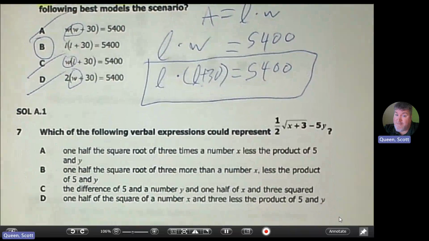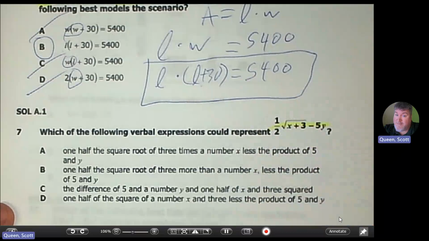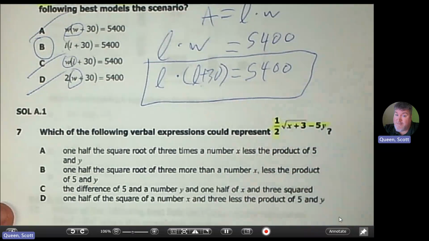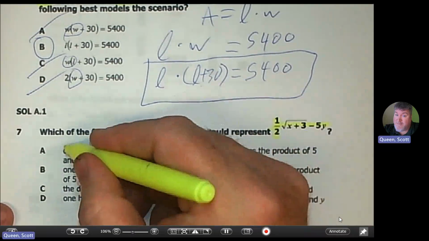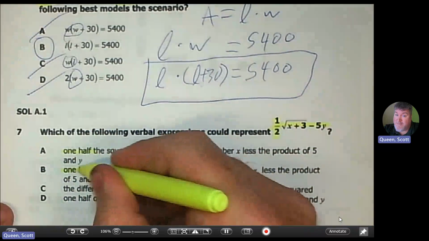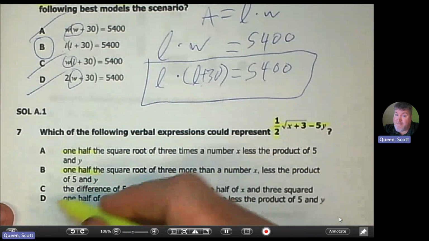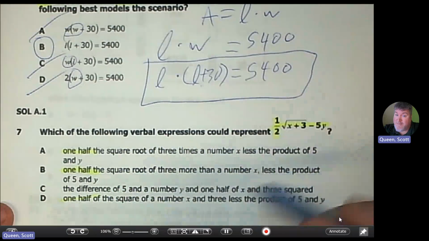All right, number 7. This is just a reading. We don't need Desmos for this, but we're still going to step through it. Which of the following verbal expressions could represent this thing here? So this is a translation problem. Read it from left to right. As soon as I see 1/2 out front, guess what I'm looking for in my answers? 1/2, I see it right there. 1/2, I see it right there. I don't see 1/2 till there, so I'm not going to look at that. I see 1/2 right there. Did I just eliminate something?